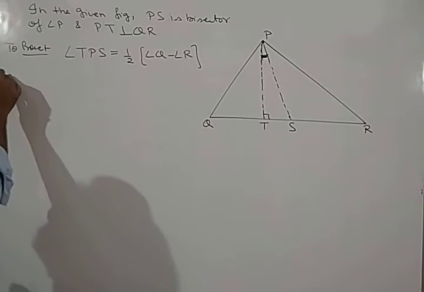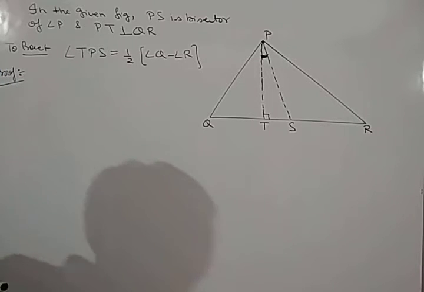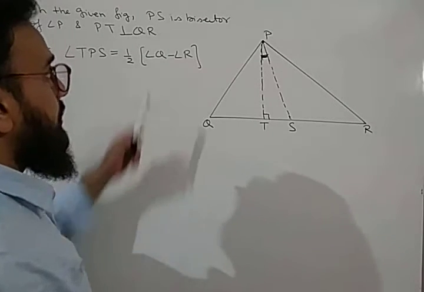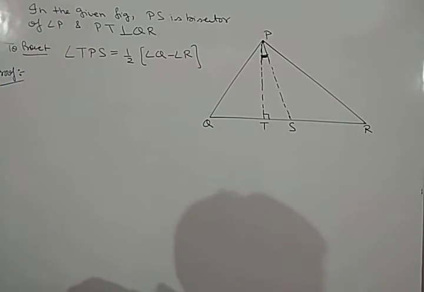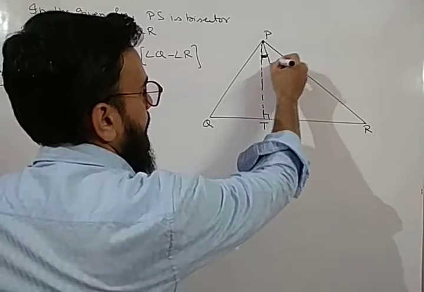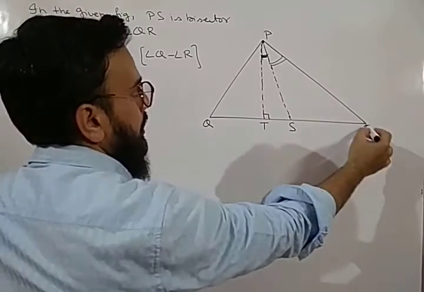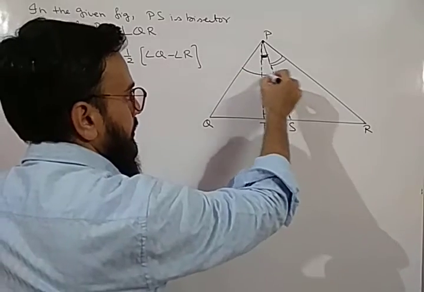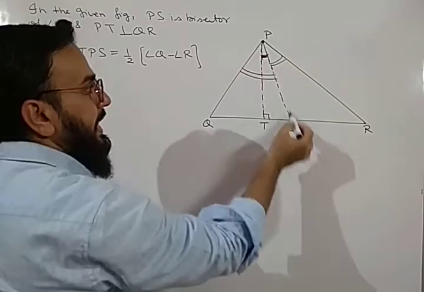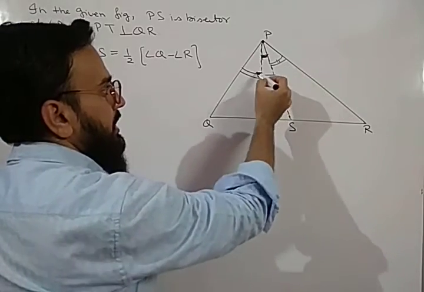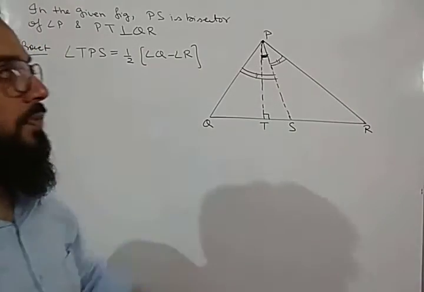So let us start the proving. The first thing which is given, PS is the bisector of angle P. It means this angle, angle SPR, and this complete angle, what is the name of this angle? Angle QPS. These two angles will be equal. Why? Because PS is the bisector of angle P.